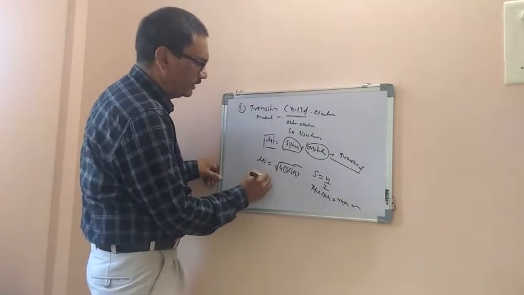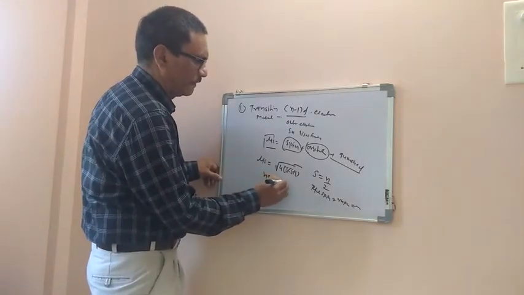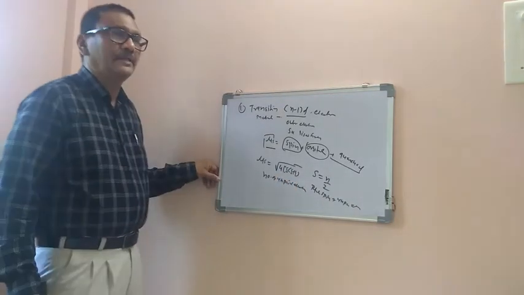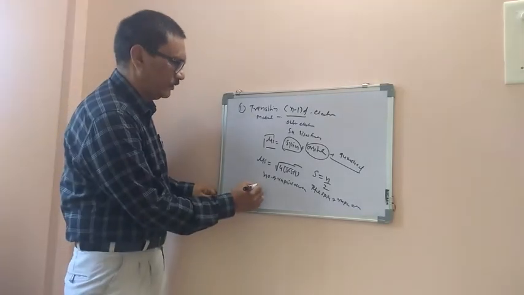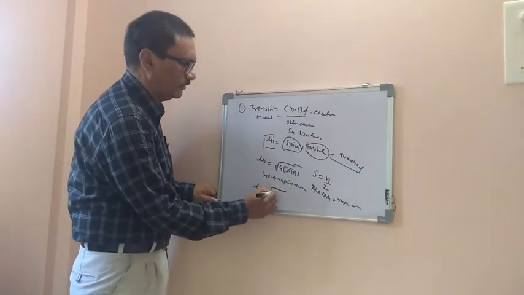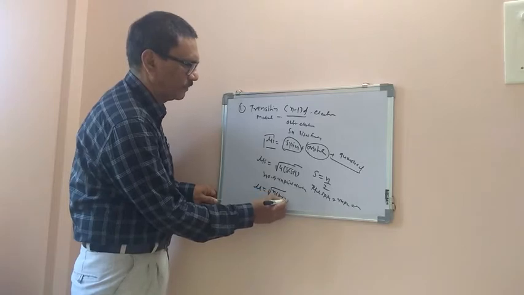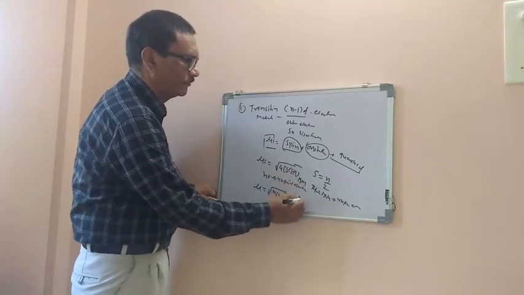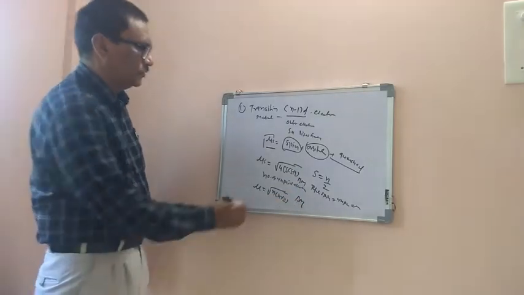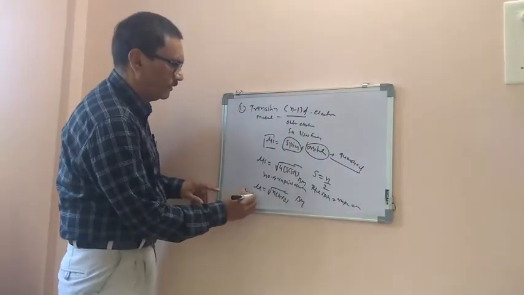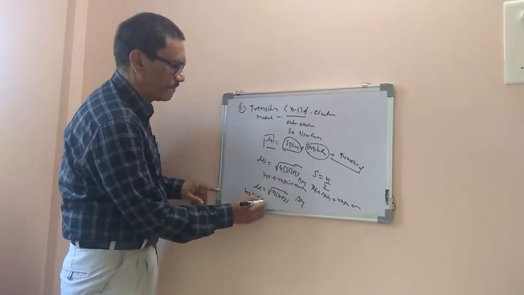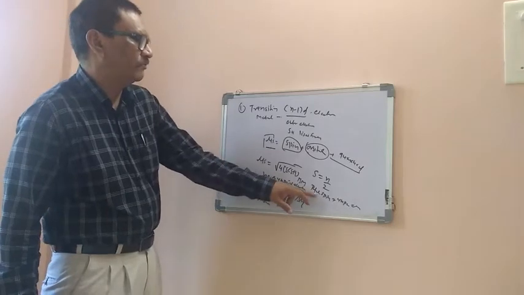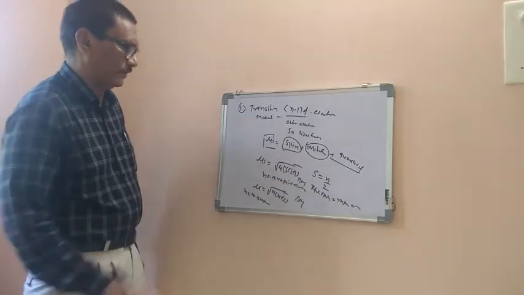And if you consider the number of unpaired electrons, the effective magnetic moment can be given by the formula square root of n(n+2), in terms of the unit Bohr magneton. So here n is equal to the number of unpaired electrons, and S is equal to the total spin of the unpaired electrons.